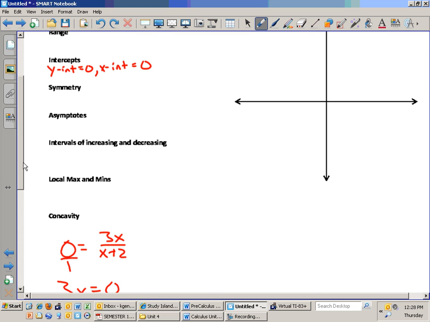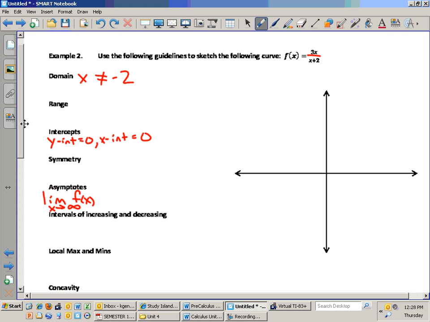Asymptotes. A little bit more interesting. Limit as x goes to infinity of f of x. Let's think about this. As you approach infinity, 3x over x plus 2. Anybody want to guess what the limit is? It is 3.